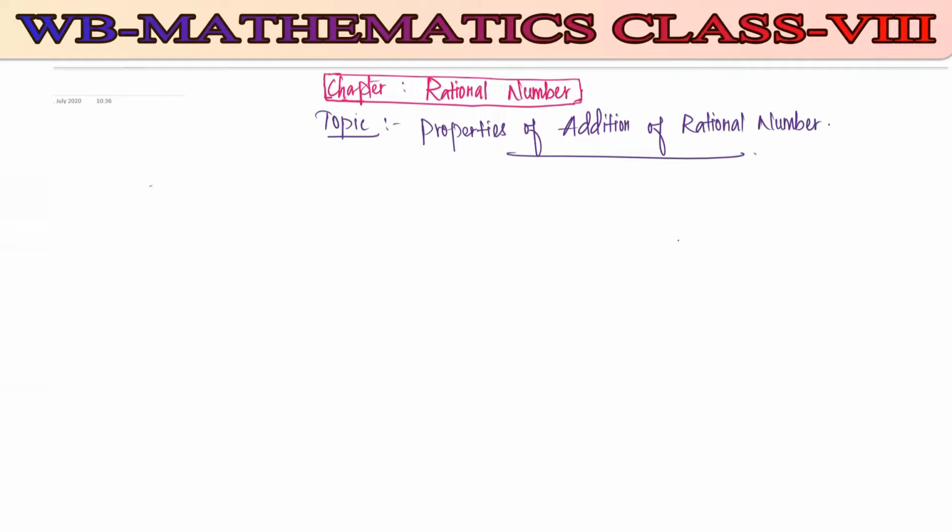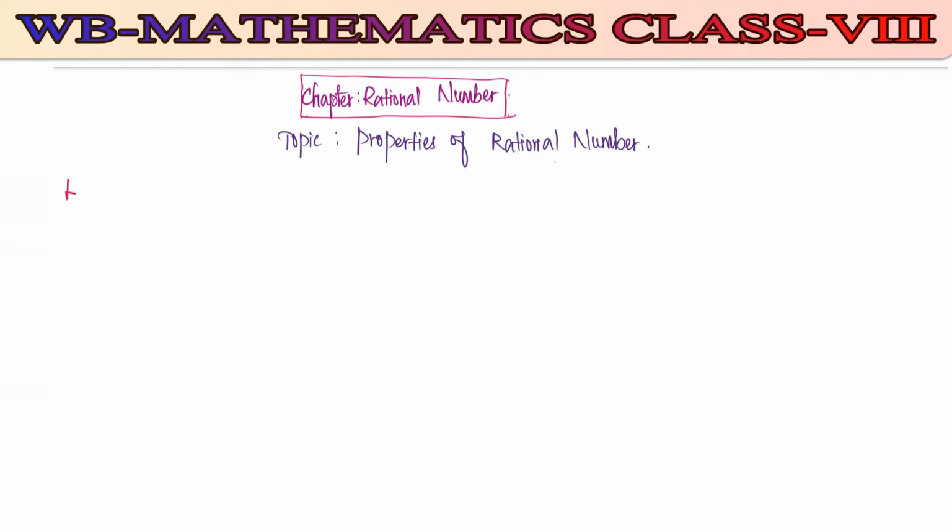Today's session we are going to discuss the chapter Rational Numbers, topic properties of rational numbers. Now the fourth property, existence of additive identity of rational numbers.